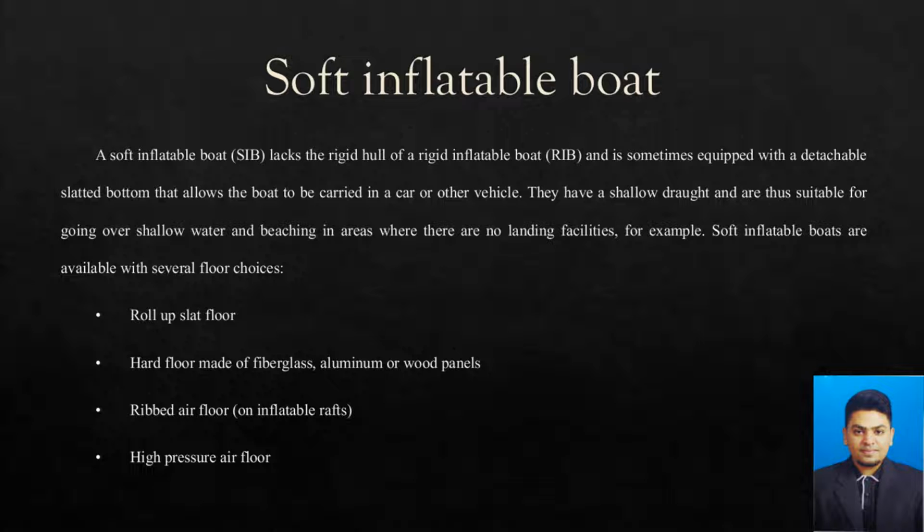The other type is the soft inflatable boat. A soft inflatable boat, SIB, lacks the rigid hull of a rigid inflatable boat and is sometimes equipped with a detachable slatted bottom that allows the boat to be carried in a car or other vehicles. The choices are between a roll-up slat floor, a hard floor made of fiberglass, aluminum, or wood panels, a ribbed air floor, or a high-pressure air floor.